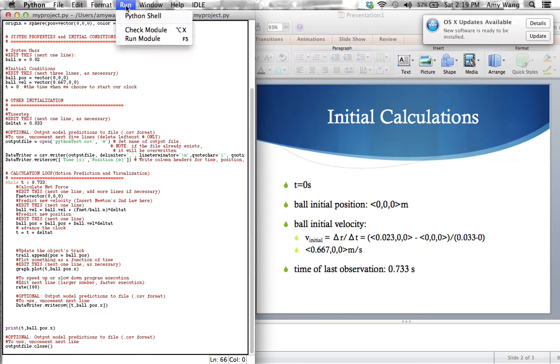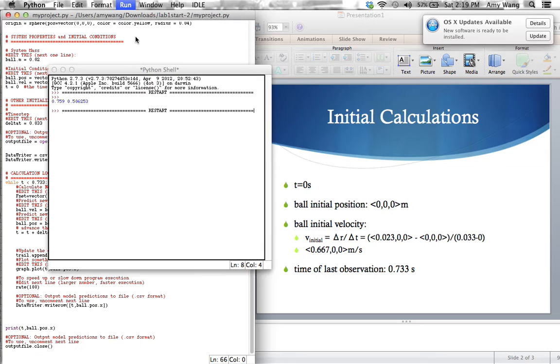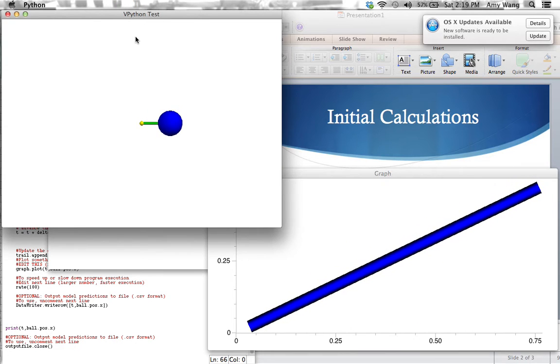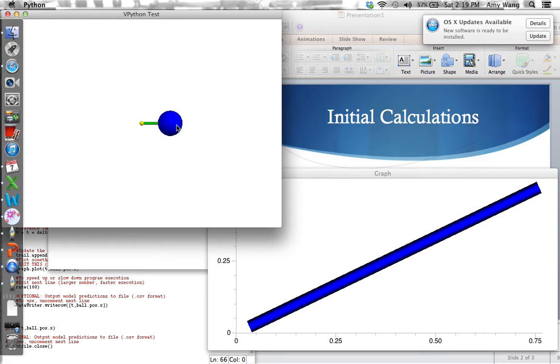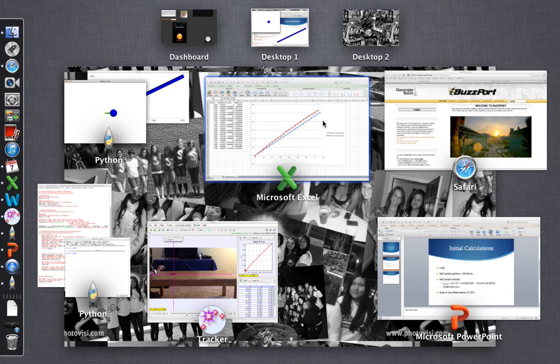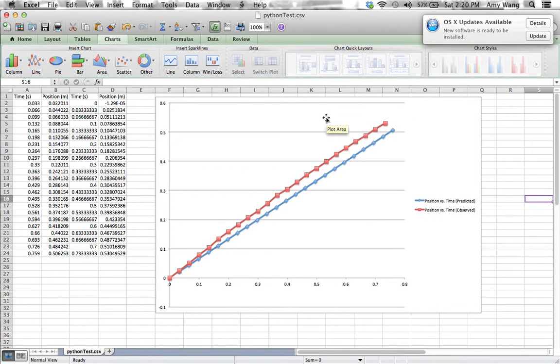So let's run the module and check out our constant velocity graph. As can be seen, the graph is perfectly linear here, and the ball is moving in the same direction as our car was moving. Now let's take this data from the computational model and compare it with our observed data. We do this by taking the data points of our observed model and the data points of our computational model and putting them into Excel and creating a scatter plot graph.